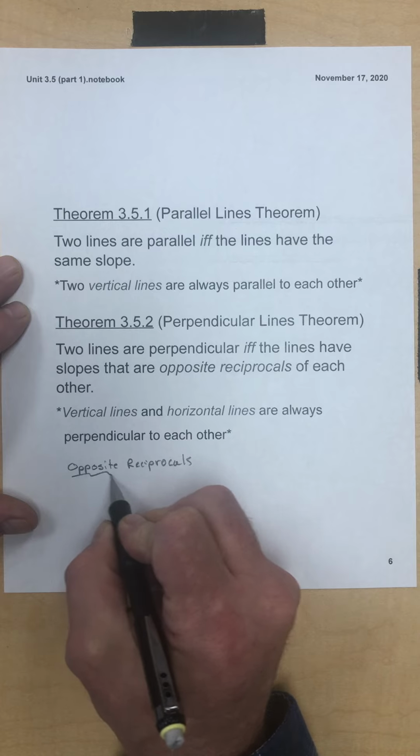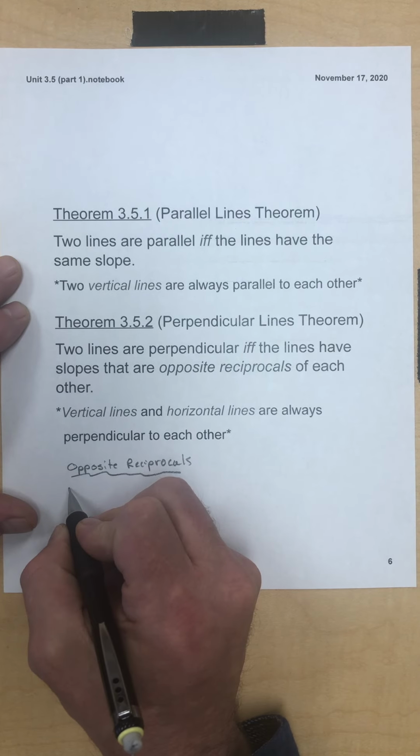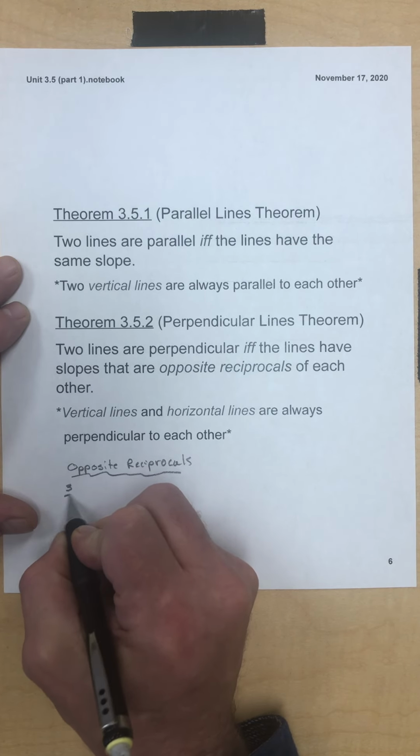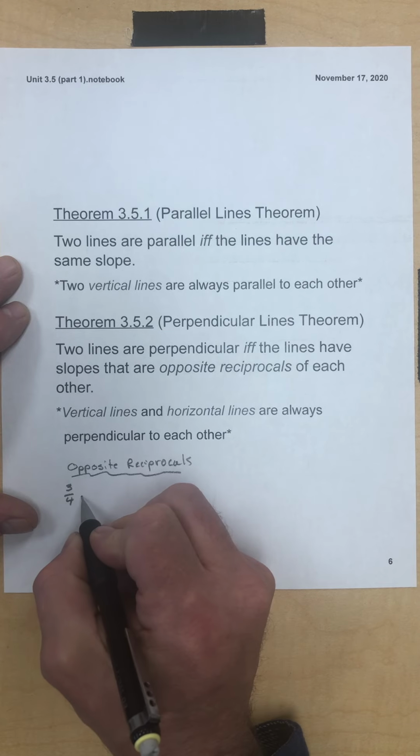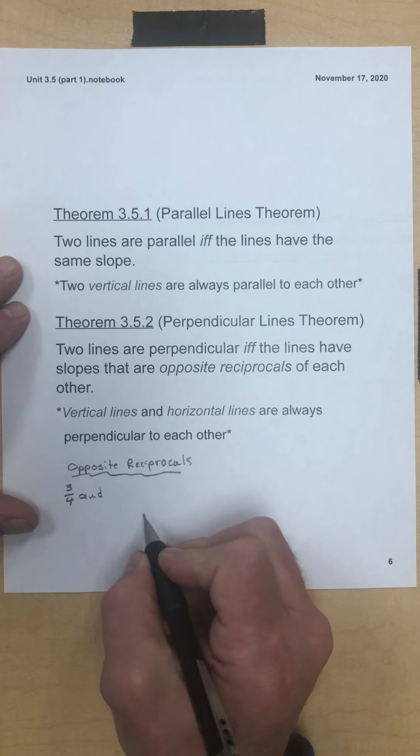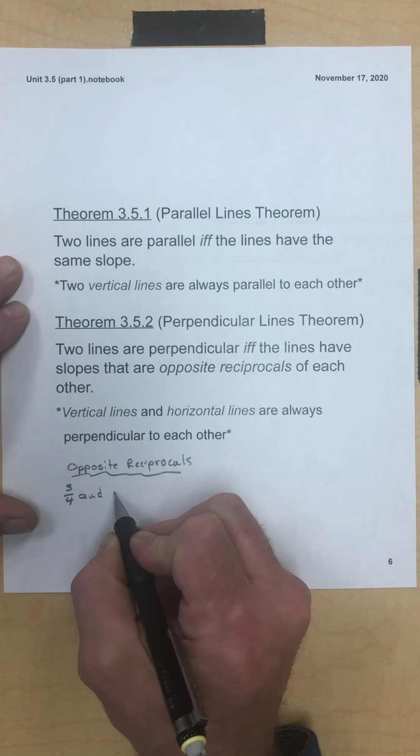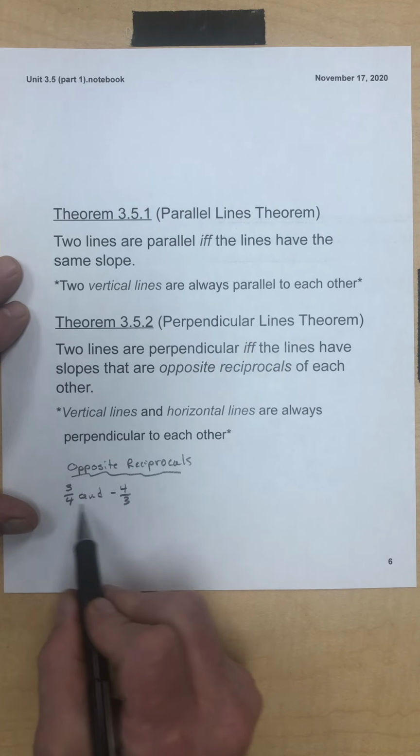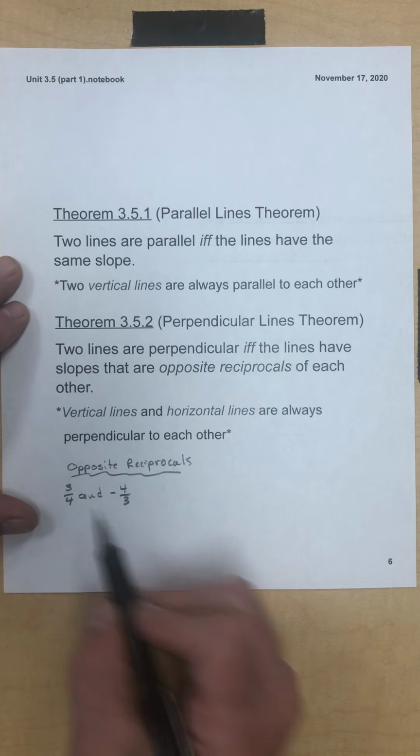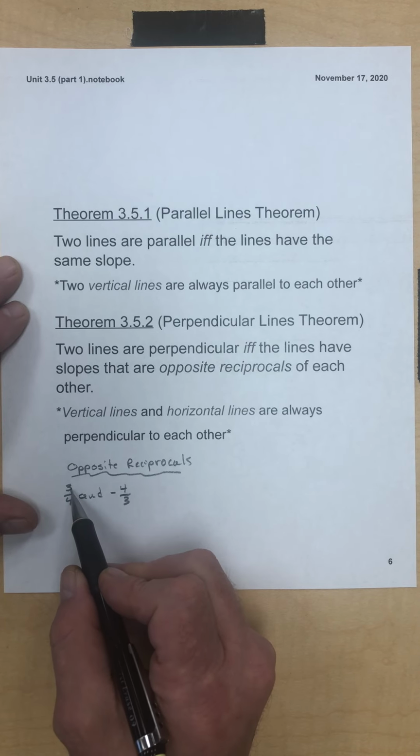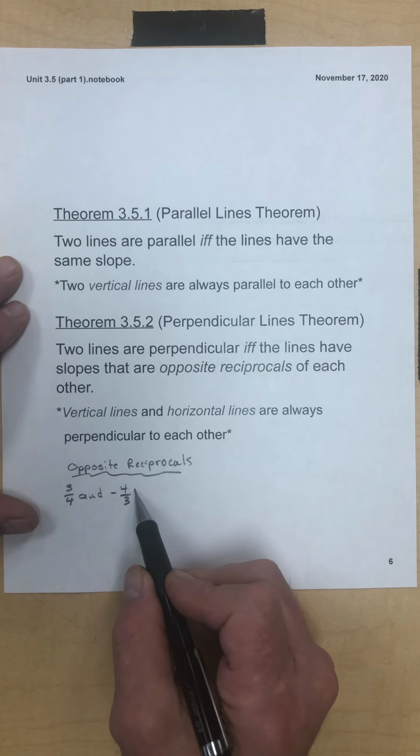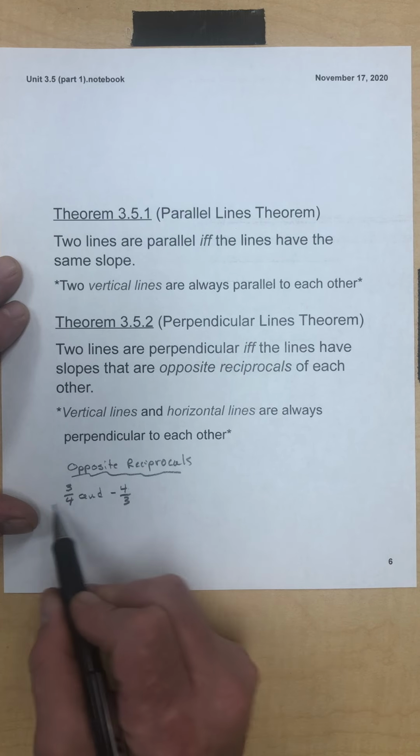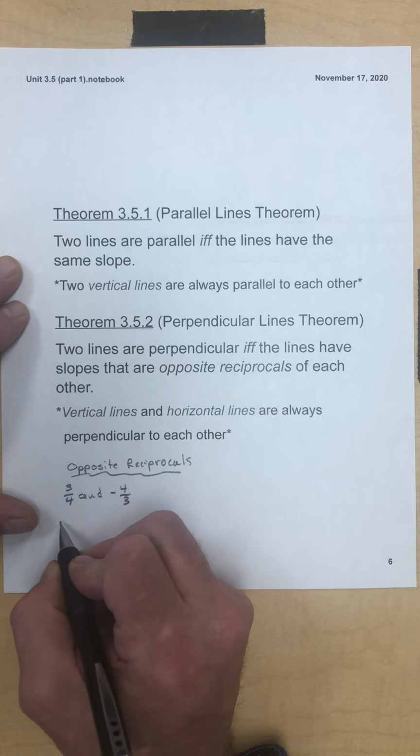Opposite reciprocals of each other. So for instance, let's suppose I had the fraction 3/4. Then its opposite reciprocal would have to be -4/3. Remember, when you take a reciprocal, you switch the numerator and denominator. So I switch the 3 and the 4 to get 4/3, and then I change the sign from positive to negative.